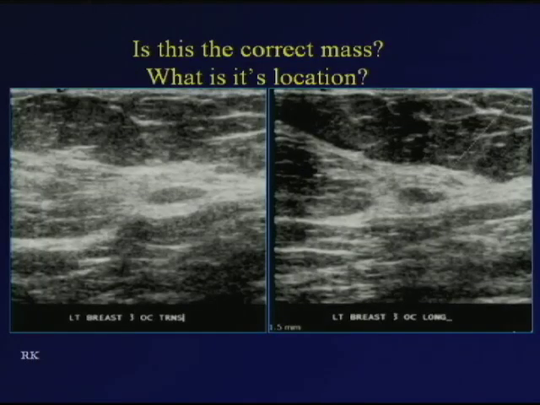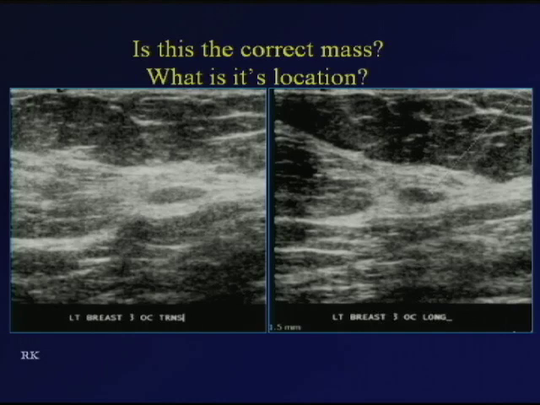Now this was an ultrasound that was performed. Is it the correct mass? What location is it at on ultrasound? Well, you can see that it's labeled 3 o'clock, but we don't see a label noting the distance of the mass from the nipple.